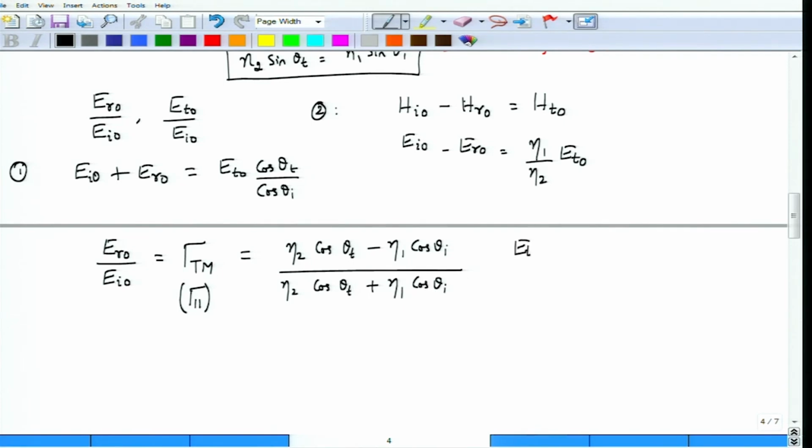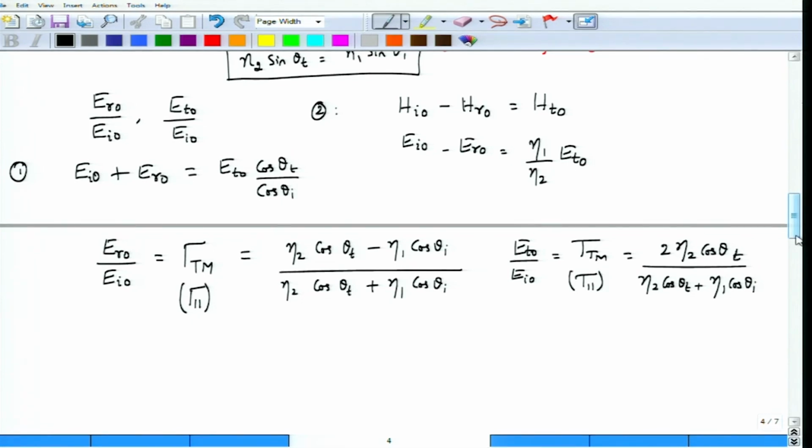Similarly, you have the transmitted field to incident field ratio ET0 to EI0 written as tau Tm, T standing for transmission coefficient, or T parallel. I will tell you in a moment what these parallel and Tm designations mean. This is equal to 2 eta 2 cos theta T divided by eta 2 cos theta T plus eta 1 cos theta I, okay. So you can do this and find out what these values are. So you have these two expressions. Now why have I called this Tm and parallel?